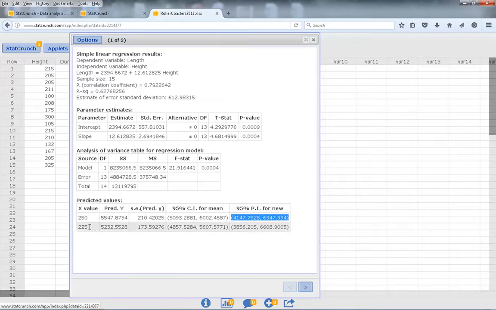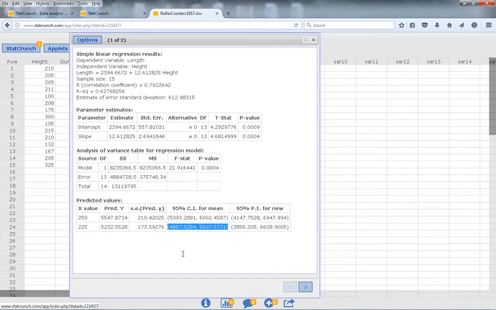Now for the other number, the 225 feet, let's say that 10 years ago, 5 years ago, lots of coasters were built which had a height of 225 feet. And I want to say, okay, what is the average, or what is the mean amount of track among all roller coasters which have a hill height of 225 feet? So in that case, I'm going to pull the CI, the confidence interval, because I'm estimating the mean of multiple roller coasters, not just for a single roller coaster.